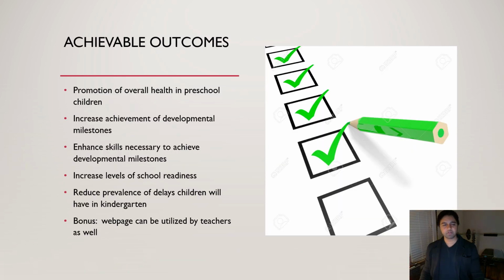Some of the achievable outcomes I believe my project can attain are the promotion of overall health in preschool children, an increase of achievement of developmental milestones, enhancing the skills necessary to achieve developmental milestones, an increase in the levels of school readiness, a reduced prevalence of delays children will have in kindergarten, and as a bonus, the web page I'm creating can be utilized by teachers as well.